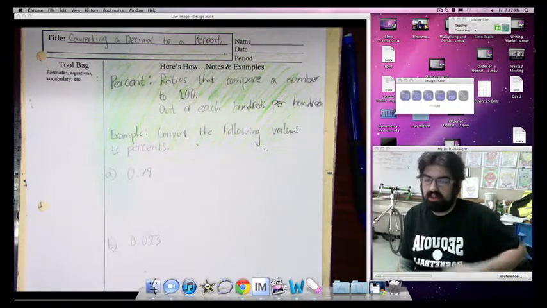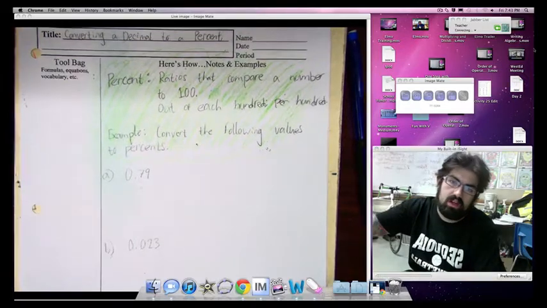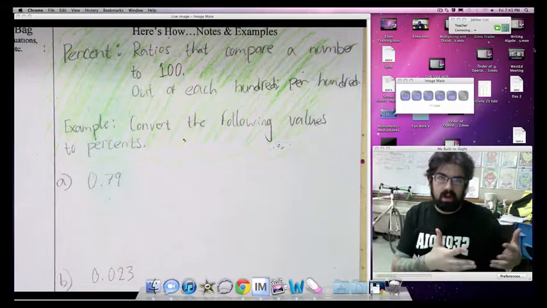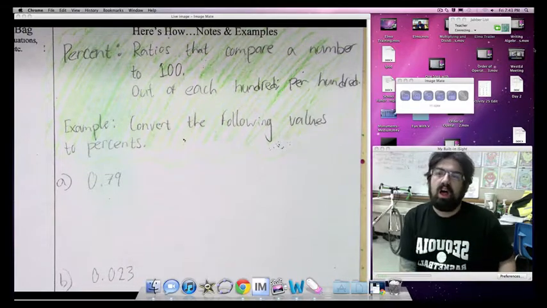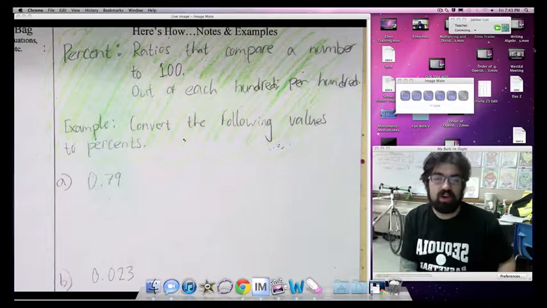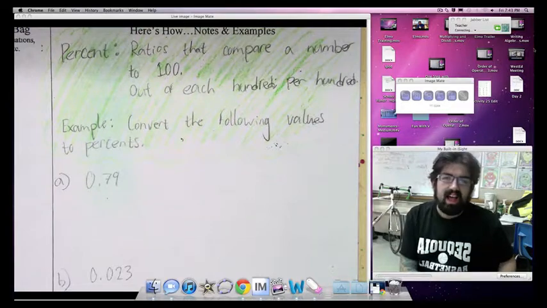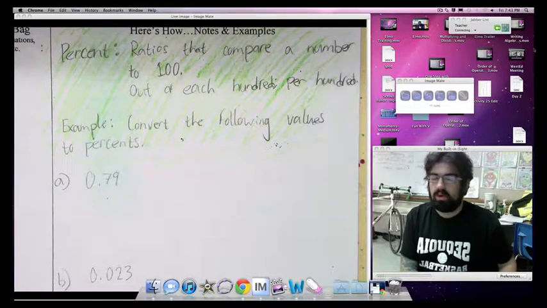So, percent, and I've got the definition right here. And I know it's been in one or two other videos, so bear with me. I know I repeat myself. A percent is a ratio. Let me try it again. Percents are ratios that compare a number to 100. Another way of saying it, so these are actually two separate definitions. I looked up another one online. Out of each 100 or per 100.